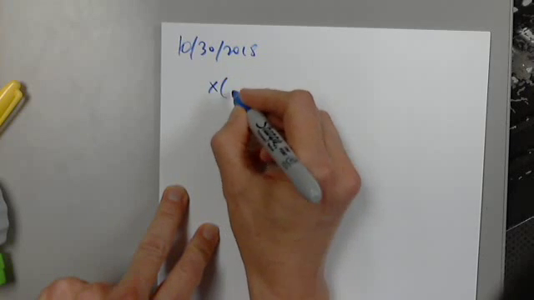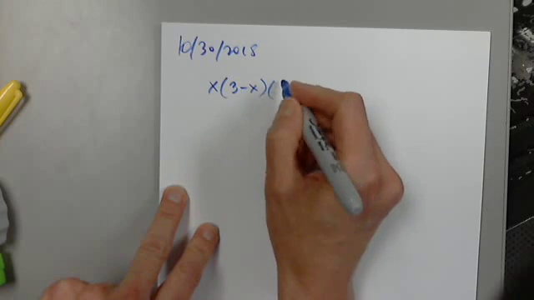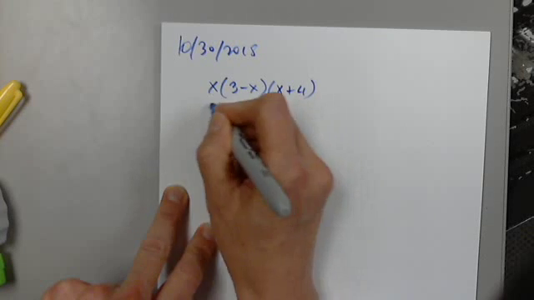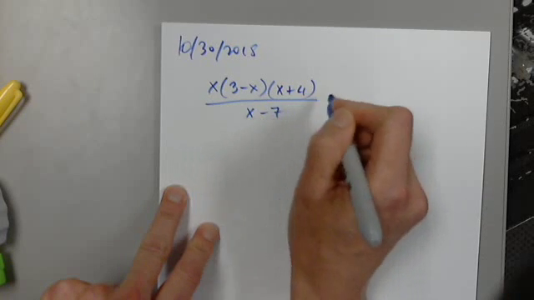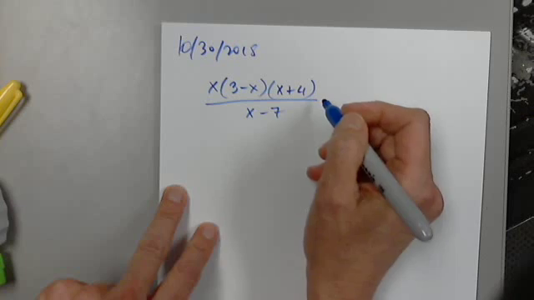Say x, 3 minus x, x plus 4, everything divided by x minus 7. You want it greater than, less than, what do you want?